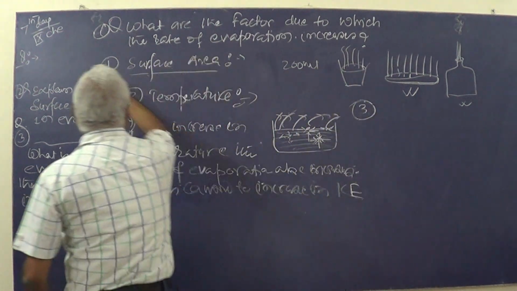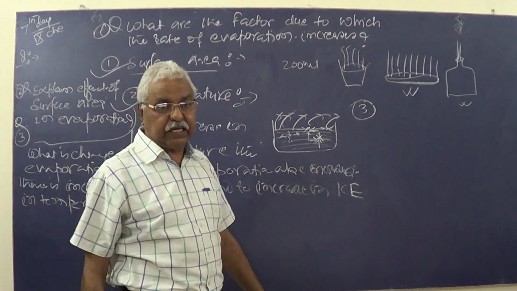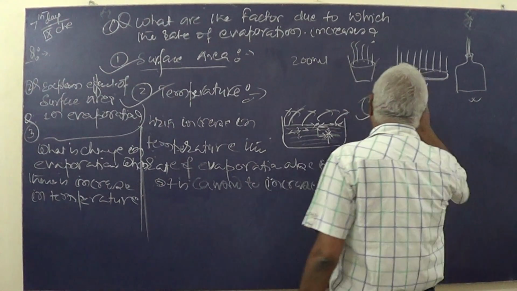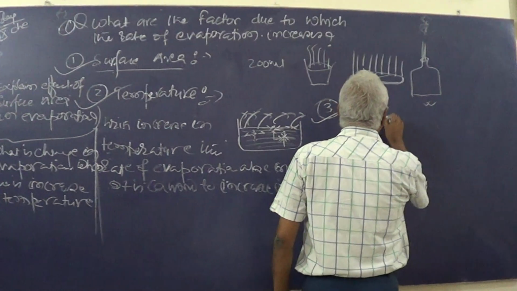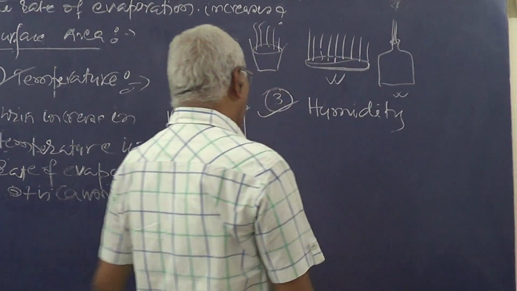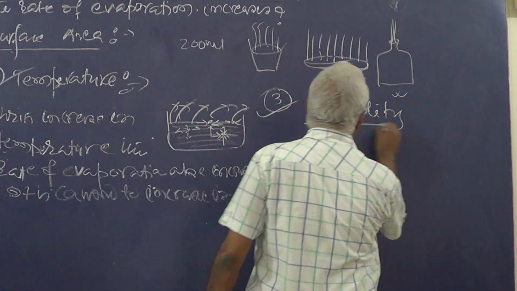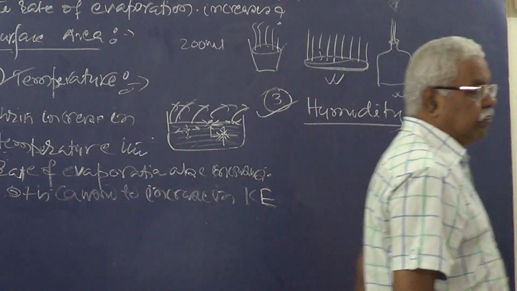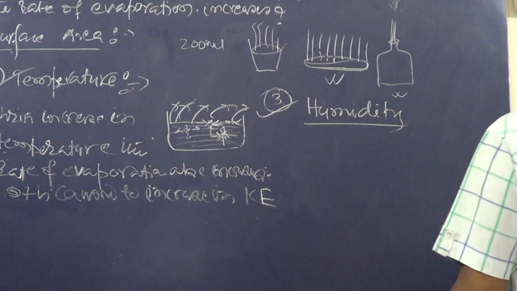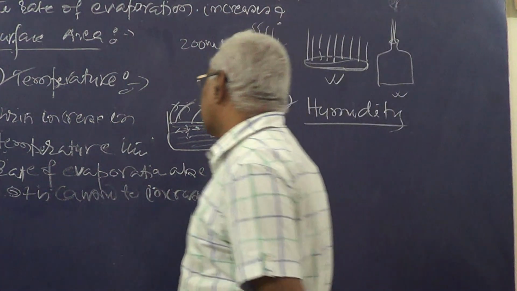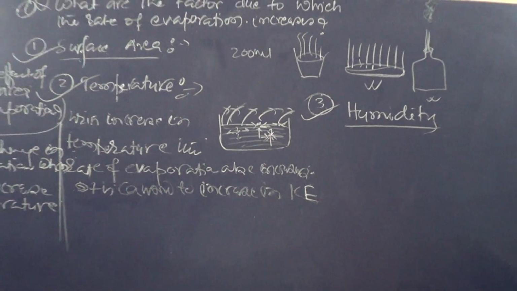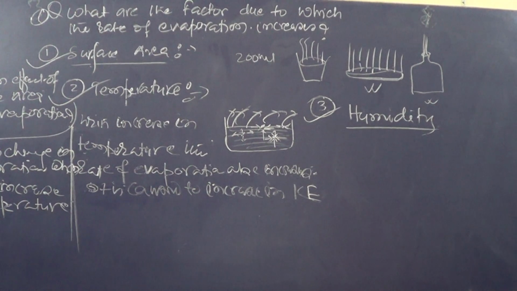Factor number 1 is surface, factor number 2 is temperature, factor number 3 is humidity. What is the effect of humidity? Now what is humidity? The amount of water molecules present in the air is known as its humidity. Now we will discuss humidity.